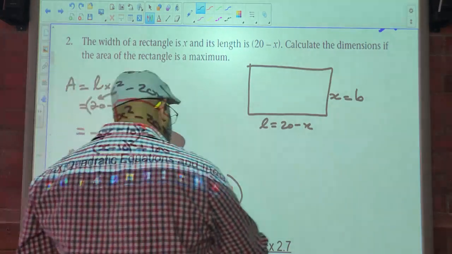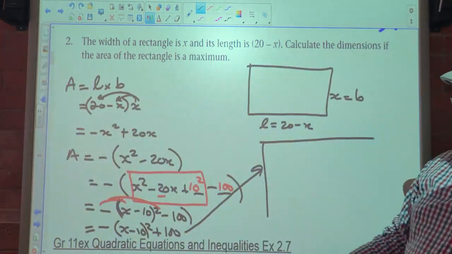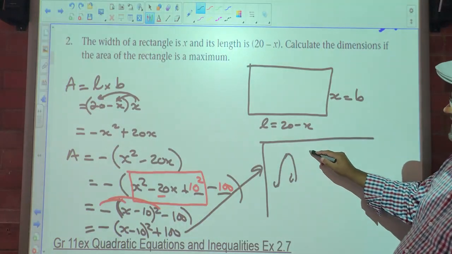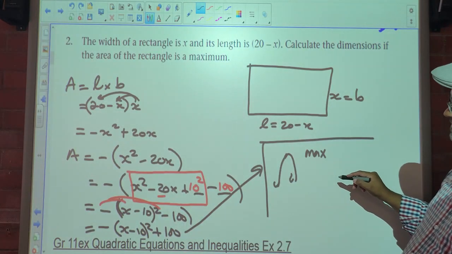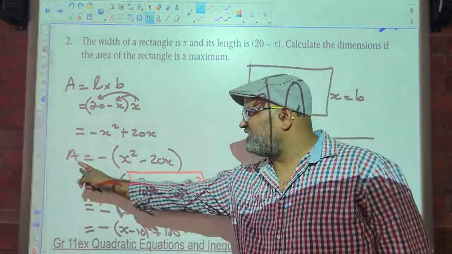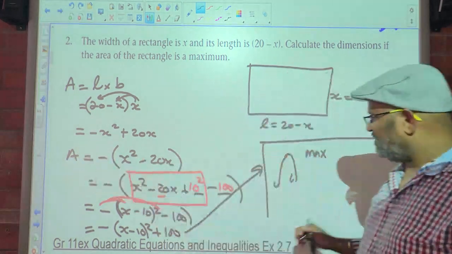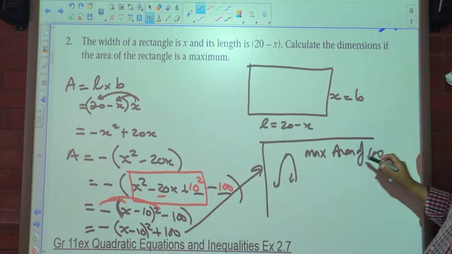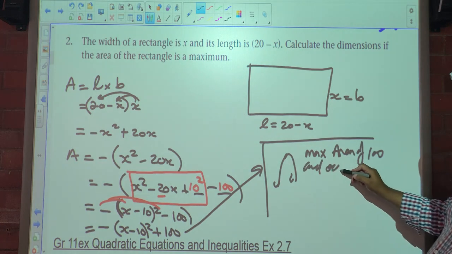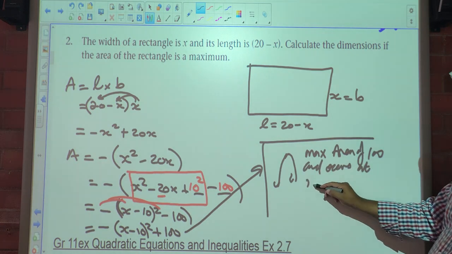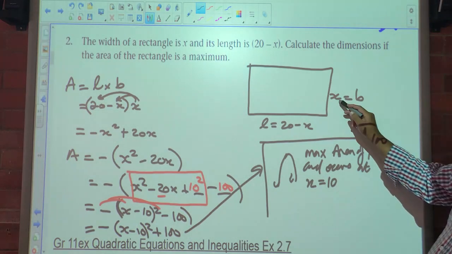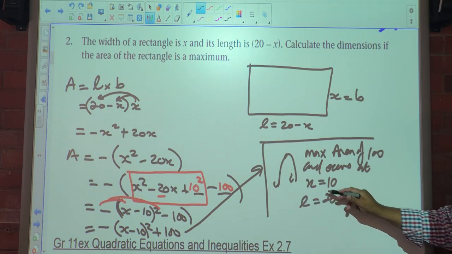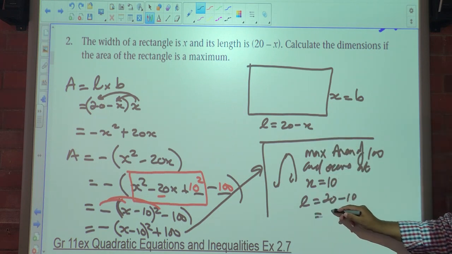If I must write a story for this, what would it be? This graph is negative, no? So it will be frowning. So this graph has a maximum value. Now this value is actually area. So this graph will have a maximum area of 100 and occurs at x is equal to 10. So you see x equal to 10, which is the breadth, and the length of 20 minus 10, which is 10.